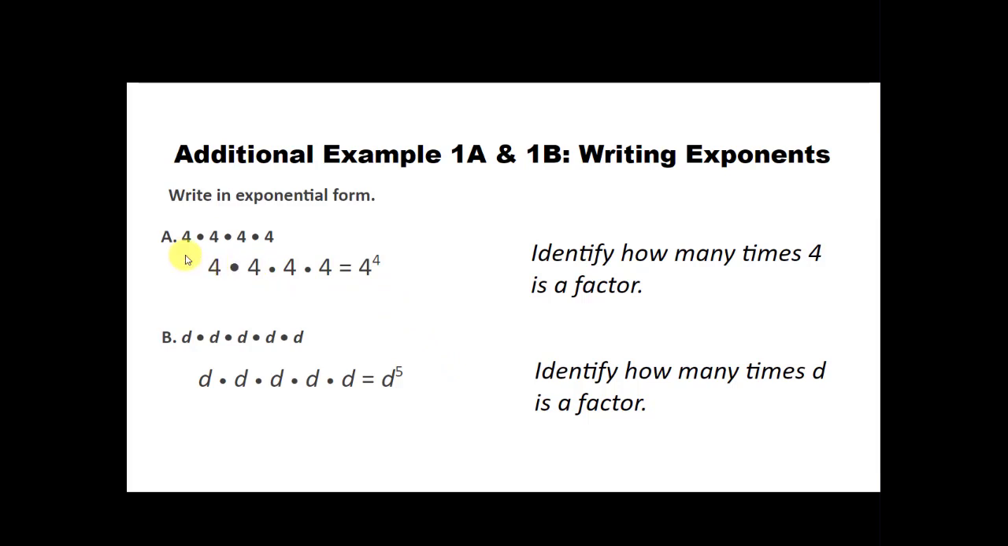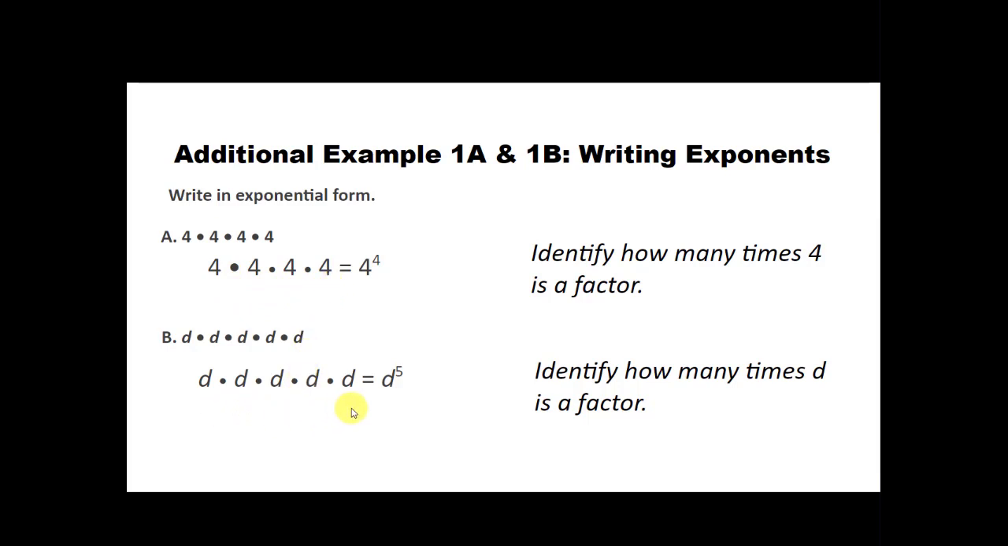So for example, here we have 4 times 4 times 4 times 4. And if you recall, sometimes this little dot is used for multiplication. So another way of writing 4 times 4 times 4 times 4 is 4 to the 4th power. 4 is the base in this situation, and 4 is also the exponent, as it turns out, because 4 has been multiplied against itself 4 times.